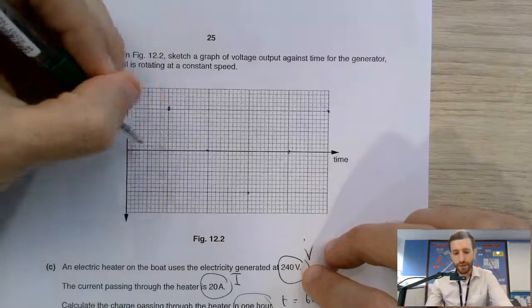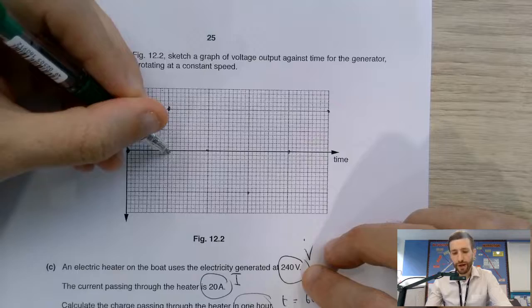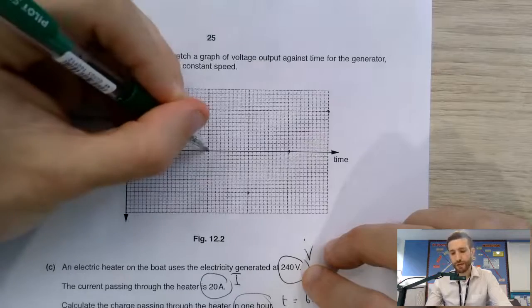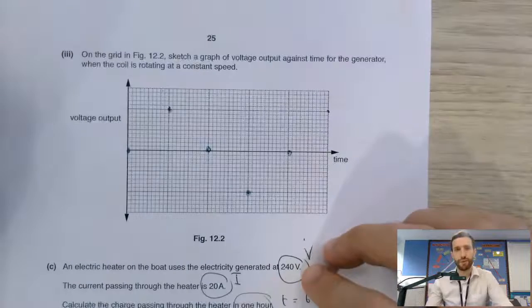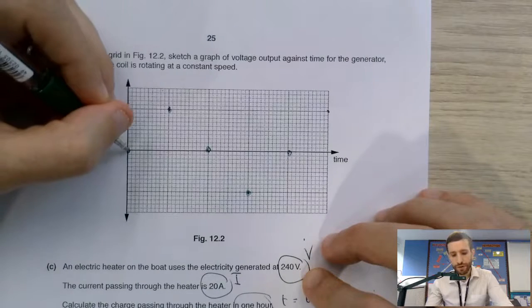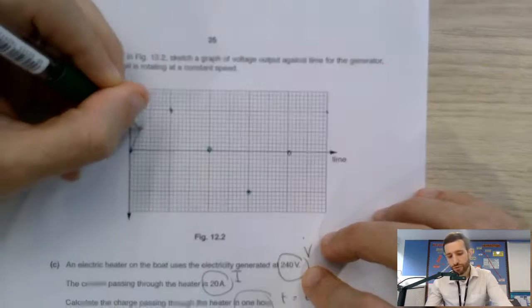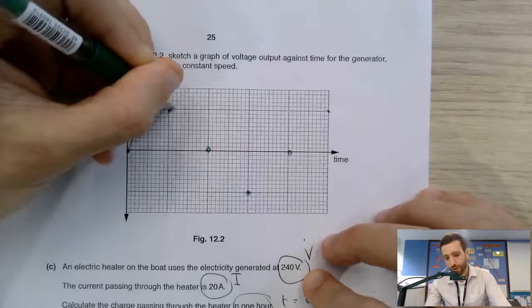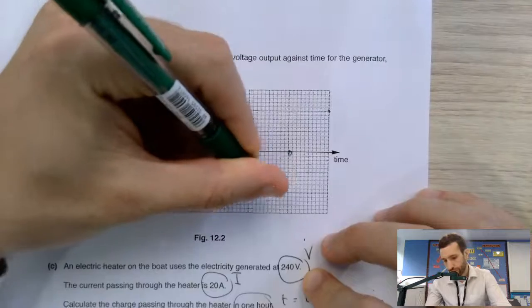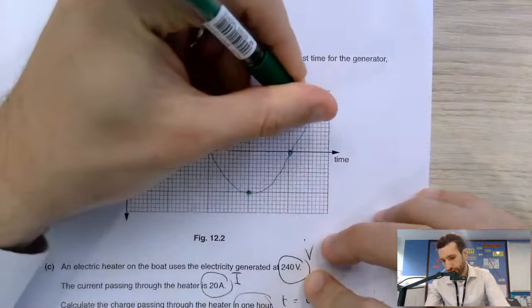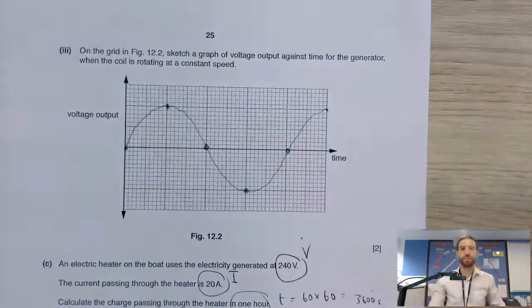So that means if I start at 0, then I get to the first box, I'm going to be at maximum. Second box, I'm back at 0. Third box, I'm at minimum. Fourth box, I'm back at 0 again. What I now need to do is trust my graph drawing skills to be able to draw something which vaguely resembles a sine curve. I'm pretty happy with that.